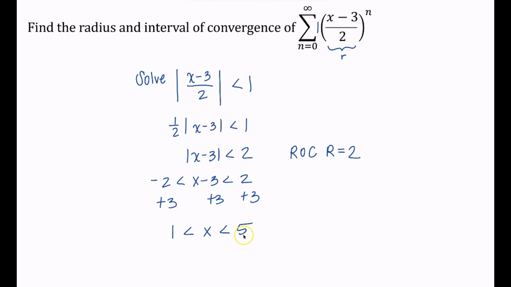It does not include the endpoints because we know for a geometric series, we needed to solve when the absolute value of r is strictly less than 1. If the absolute value of r is greater than 1 or equal to 1, then the geometric series diverges. So these endpoints are not included. So the interval of convergence is 1 is less than x is less than 5. Or if we want to write it in interval notation, we'd use parentheses, 1 comma 5, so open parentheses on both sides.